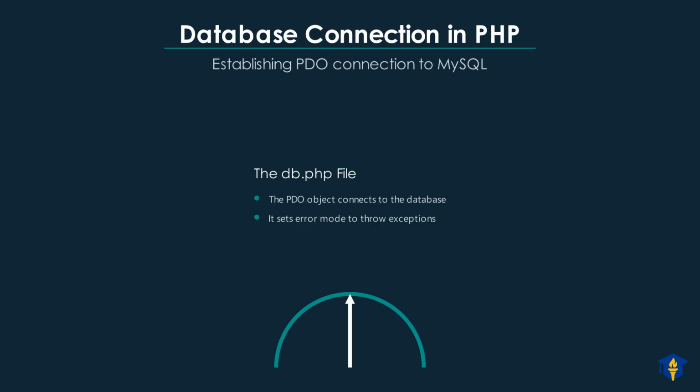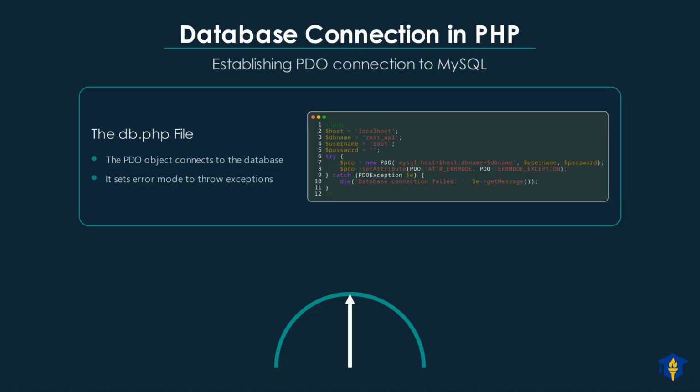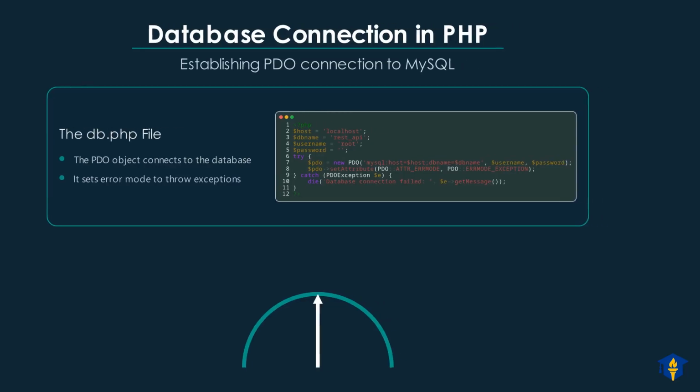The PDO object handles the database connection and is configured to throw exceptions upon error. This code snippet initializes the PDO connection, setting up the host, database name, username, and password.